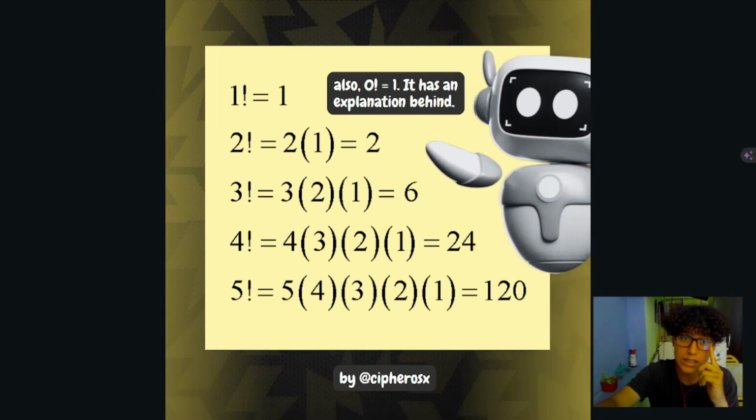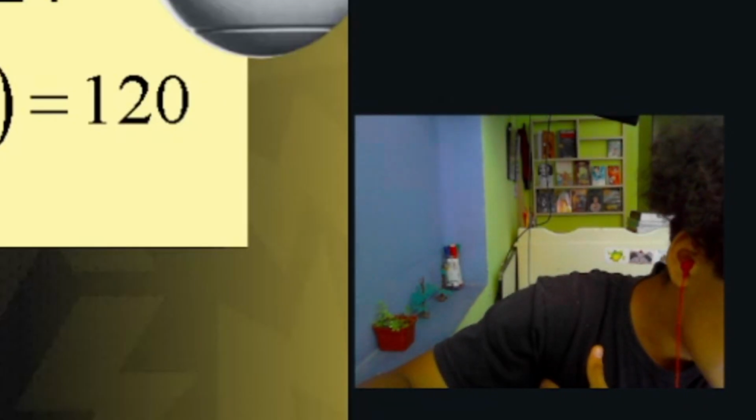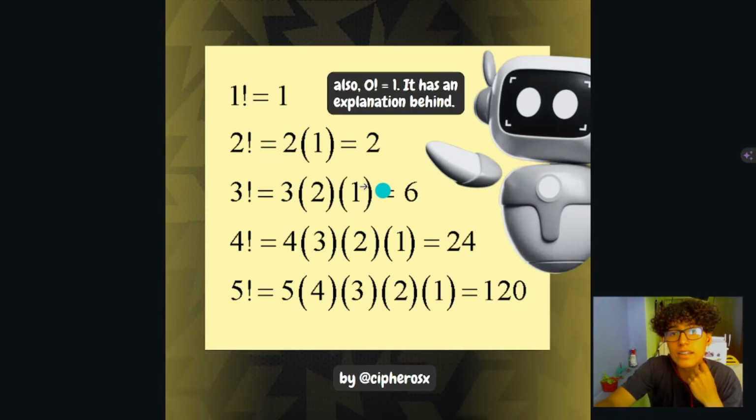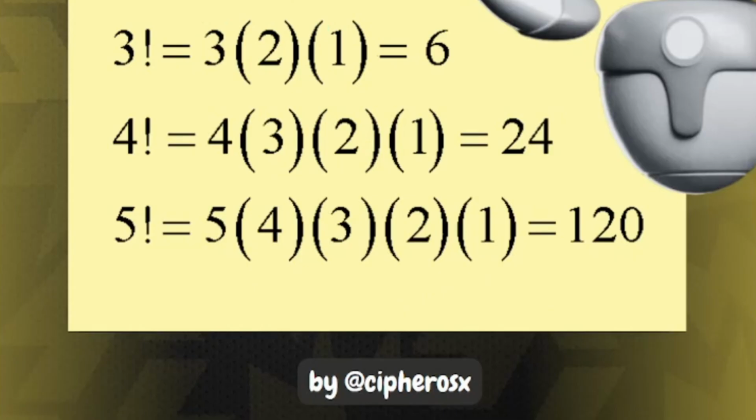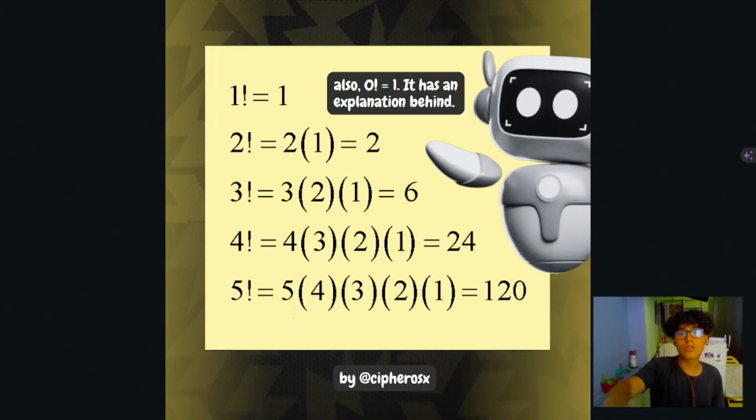Let's see this slide, which you will find on our Instagram page, so check us out at Cipheros X, where you will find all the lessons summarized. The factorial of 1 is 1, because there is nothing to reduce. The factorial of 2 is 2 times 1, that is 2. The factorial of 3 is 3 times 2 times 1: 3 times 2 is 6, times 1, 6 also. And so on, until the factorial of 5, that is 5 times 4 times 3 times 2 times 1, that is 120. Also, we must remember that the factorial of 0 is also 1.